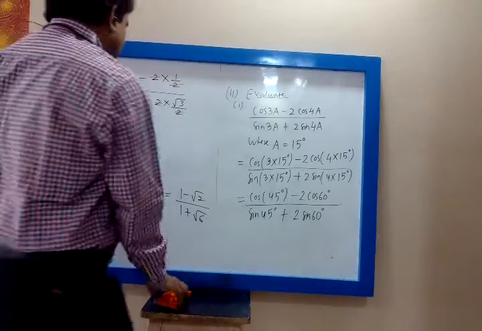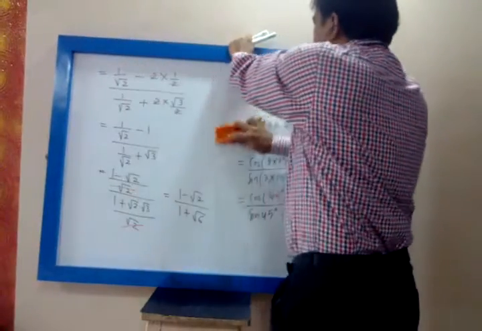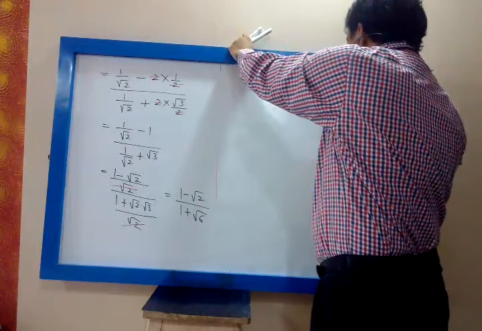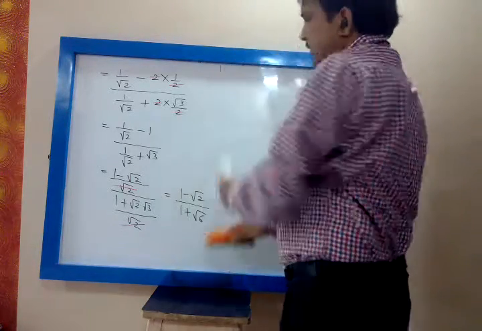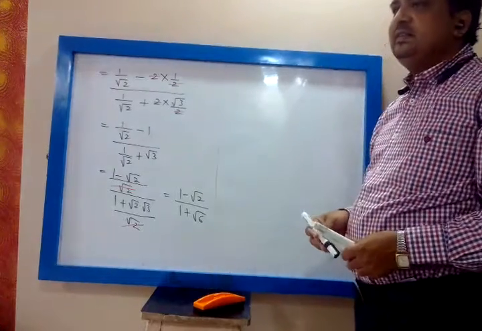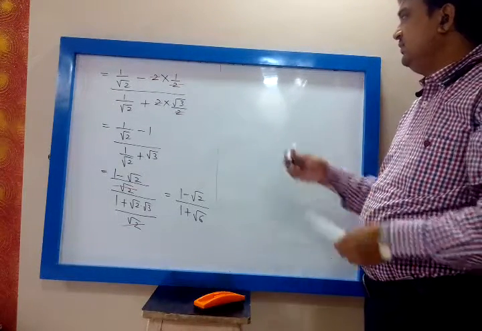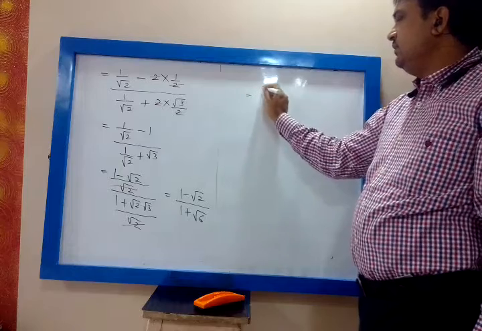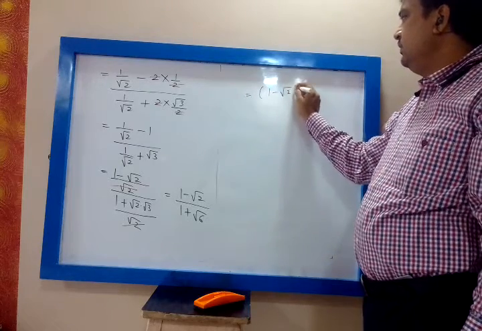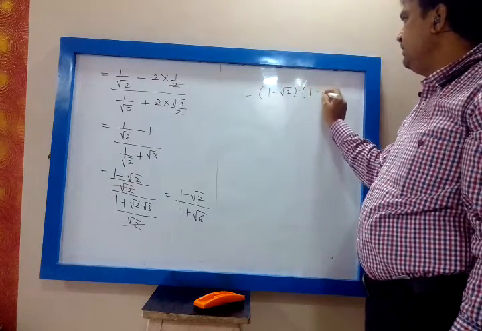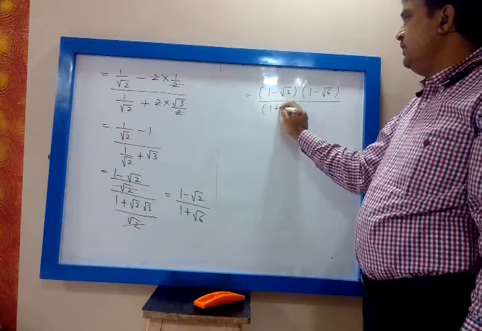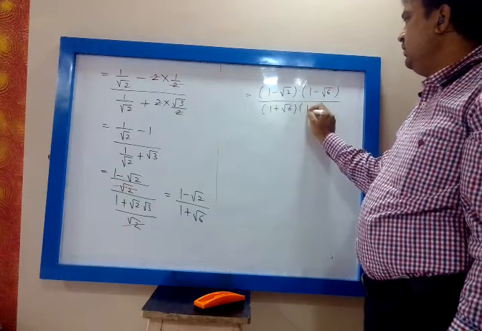Okay, so how will you simplify this further, my dear? Rationalize the denominator. So what will you get? (1 minus root 2) multiplied by (1 minus root 6) upon (1 plus root 6) into (1 minus root 6).